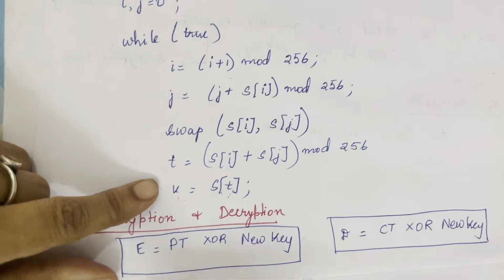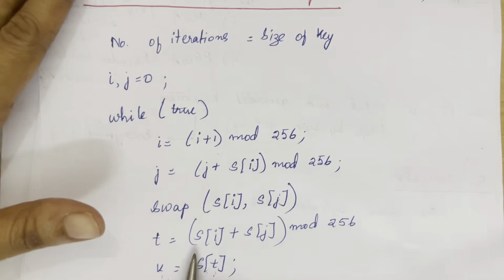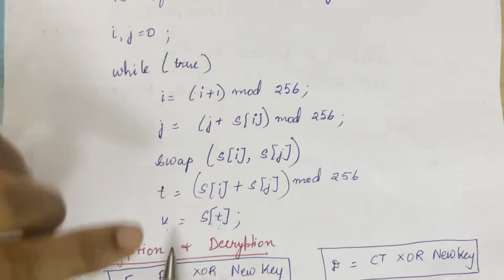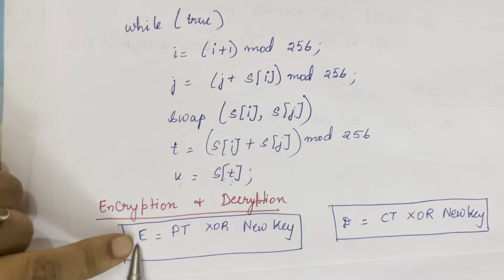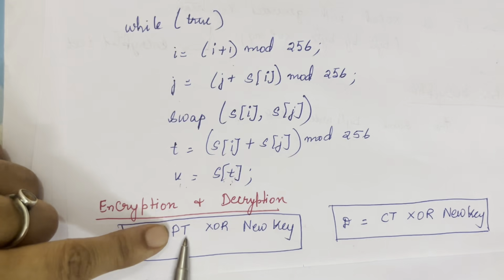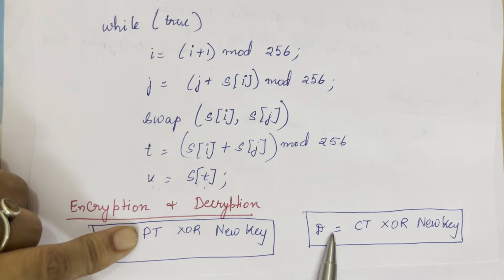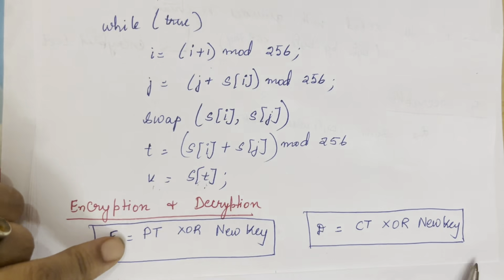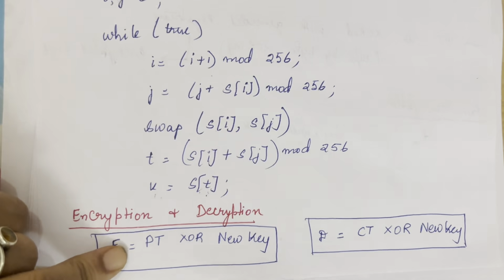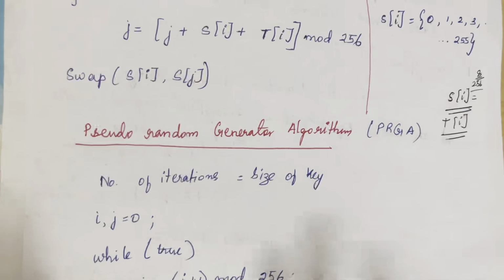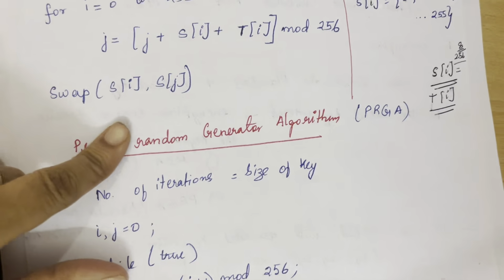Now the next step is encryption. We have found the key stream by using this key scheduling and pseudo random generator. Now we are going to do the encryption. That is nothing but plain text XOR with the key stream that you have got. And decryption is ciphertext XOR with the key stream. Okay, this is how encryption and decryption are done. Now we will see one example of how we are going to do the encryption using the RC4 algorithm.